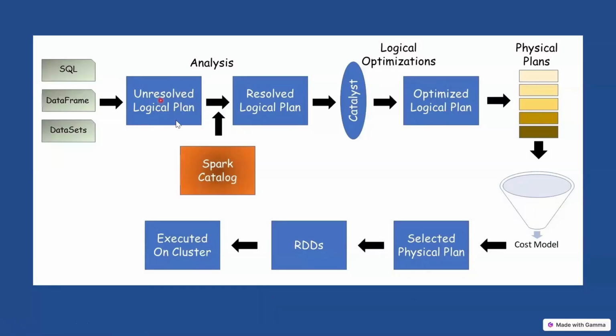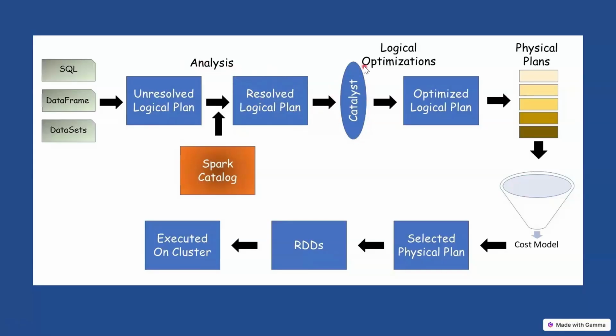Then the Spark catalog comes in and converts it into the resolved logical plan. What does this resolved logical plan do? It gives that information: what are all the headers my CSV or table has, and how much data I have. So all this information gets into the resolved logical plan. This is basically the analysis phase.